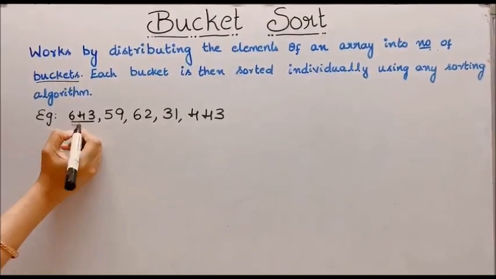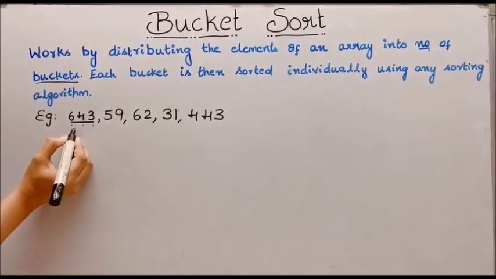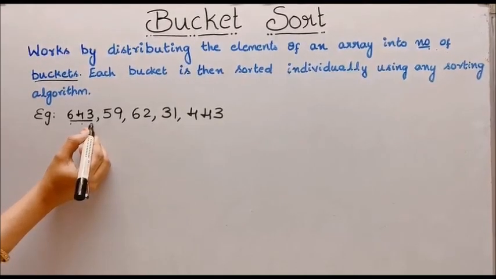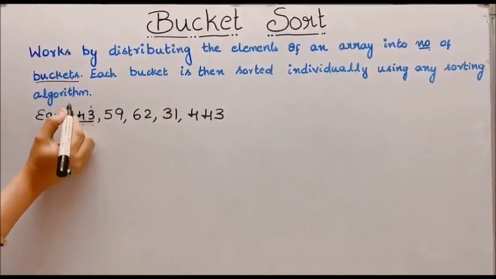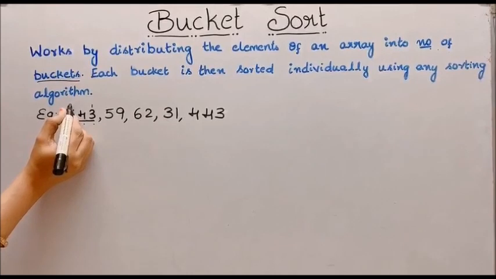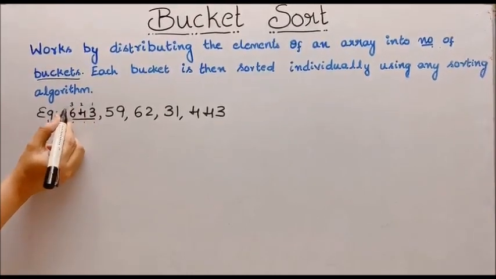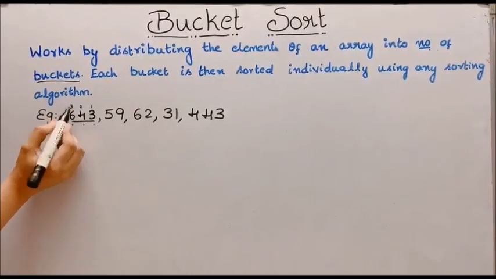It has 3 digits: ones place, tens place and hundreds place. The least significant bit is at position 1 and the most significant bit is at position 3. 1, 2, 3, these are the positions, and the most significant bit is at position 3.